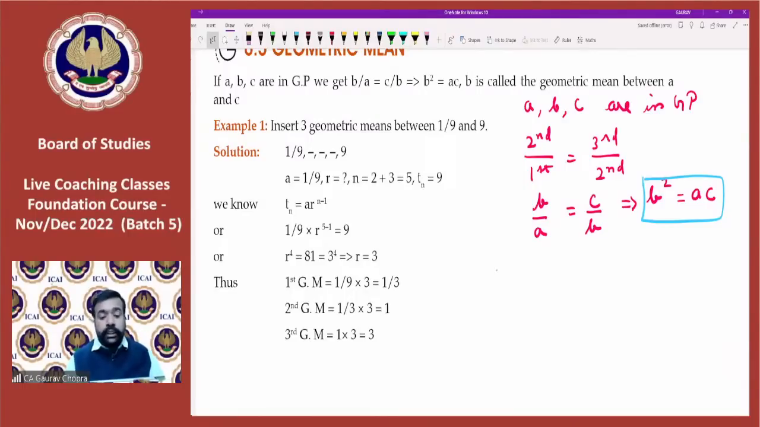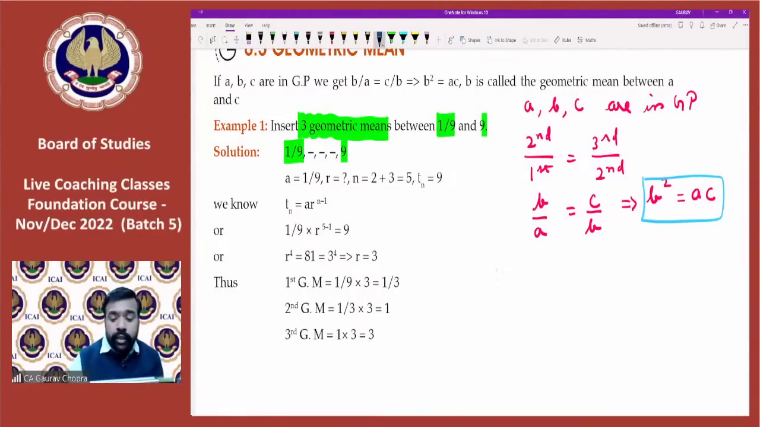Okay. So now let's move towards example number 1. Insert three geometric means between 1 by 9 and 9. So the first value is 1 by 9, then 3 spaces, and the last one is 9. So now we have to fill this gap. What is the first term? The first term is 1 by 9, so A is 1 by 9. And what is the fifth term? That is A5 is equal to 9.